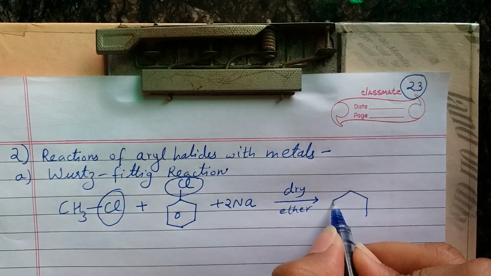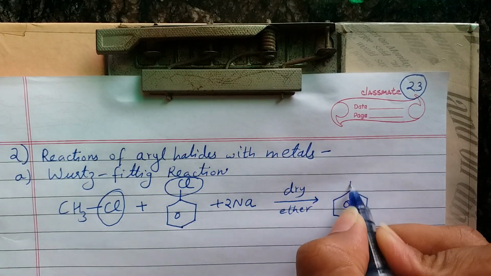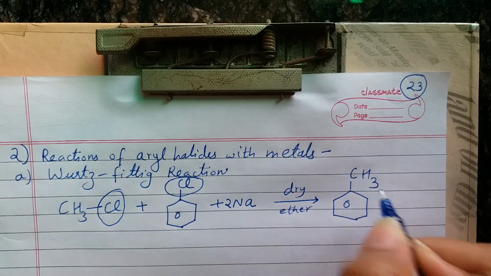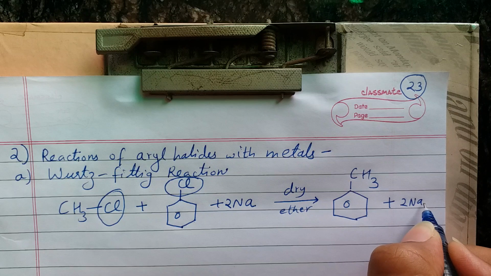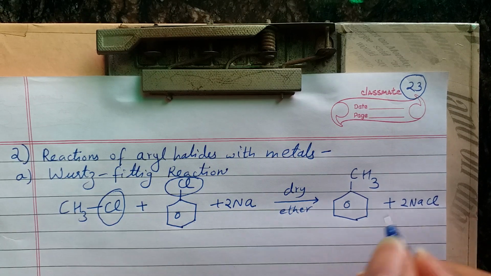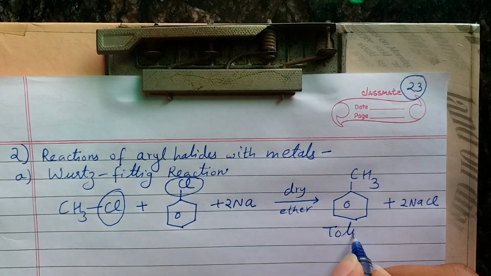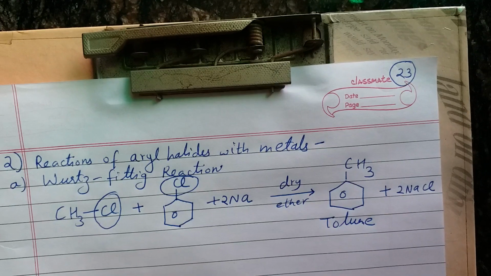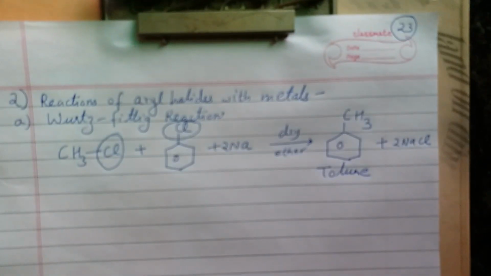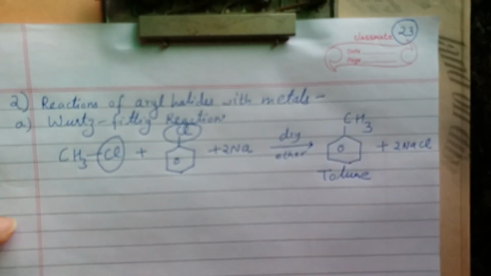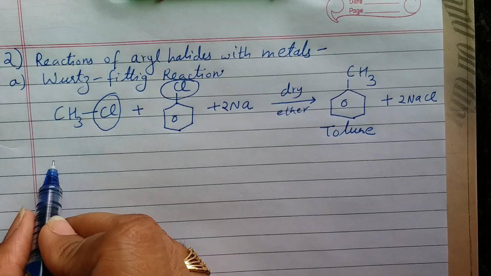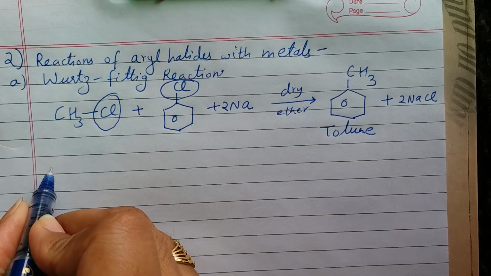So what we get is benzene with a CH3, plus we will get 2 moles of NaCl. So what is this? This is toluene. So what we have got is an aromatic hydrocarbon. So depending on which alkyl group you take, you can get different types of aromatic hydrocarbons by this reaction. Let's take one more example.